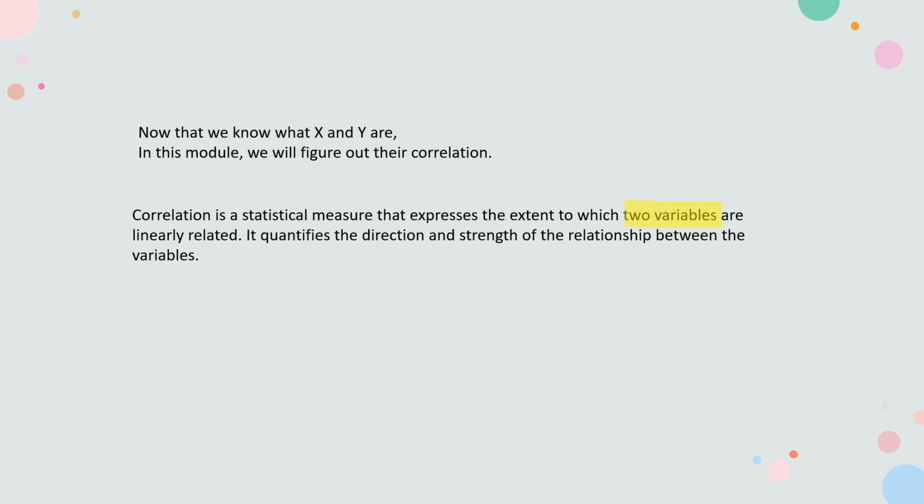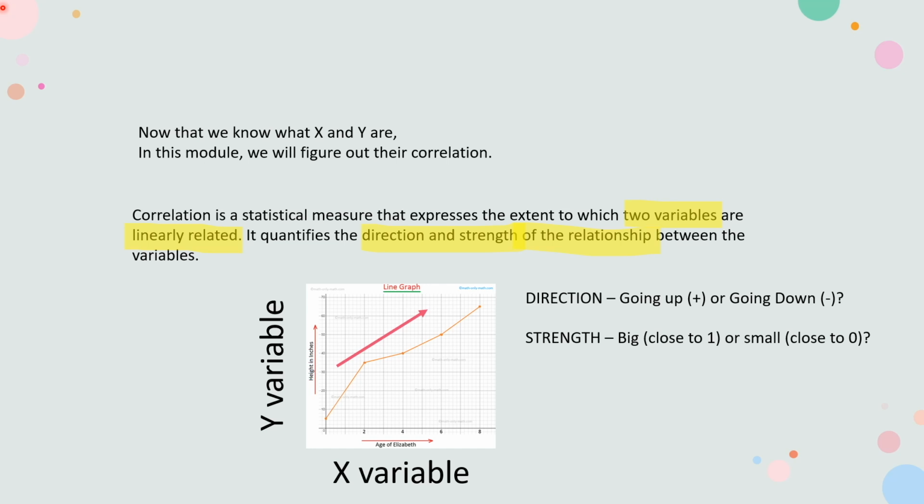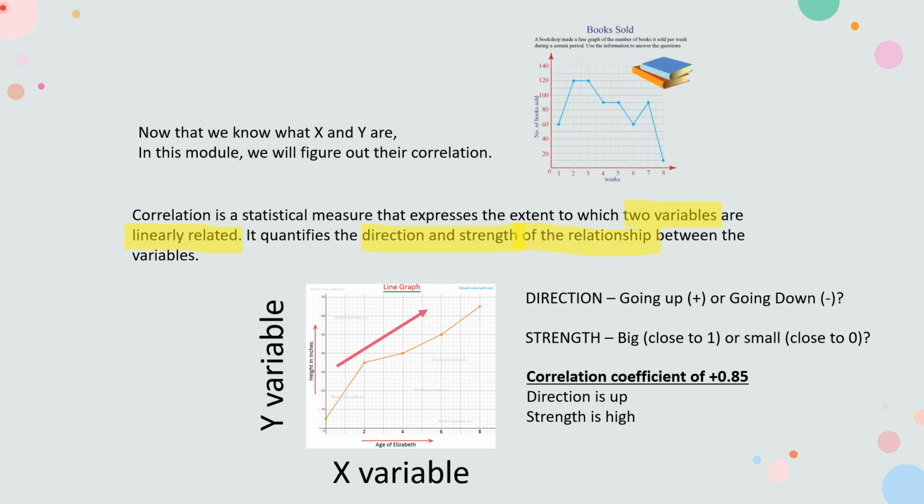The variables are the two sets of data that are gathered, and then we assign x and y. Linearly related means that we will solve for a certain value that tells us how much they are related. Direction and strength will tell us if this specific line will go up or down, and whether it is big or small. The correlation coefficient of this example is positive 0.85. Since it's positive, it goes up, and since it's closer to 1, it is big.